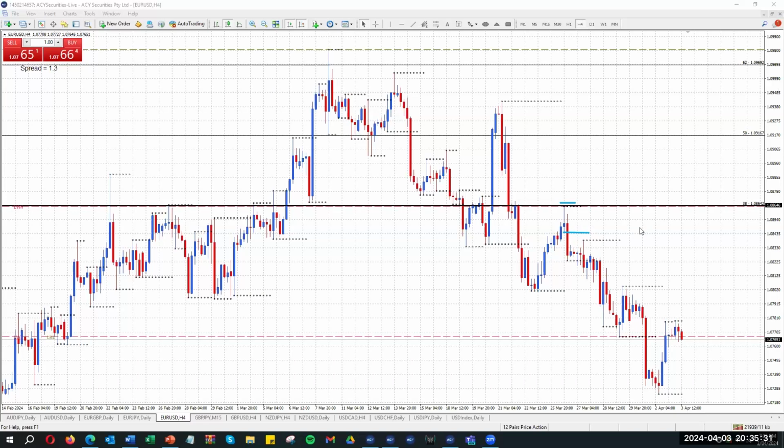Okay, all right, so trading quite nicely the euro dollar through the month on that failure at the top and the 79% retracements.